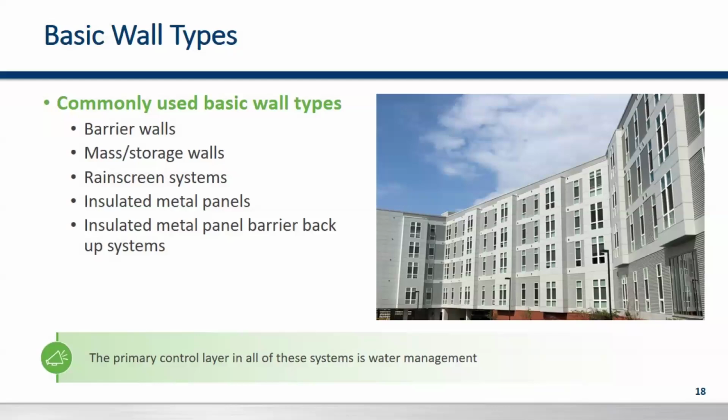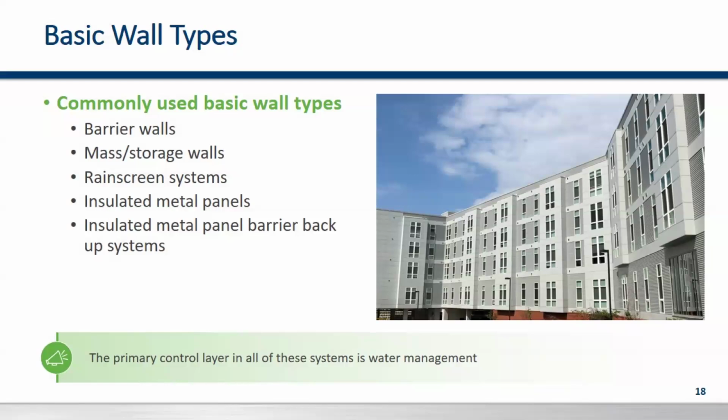Now, the basic wall types, this is a little bit of review of the different types of walls that we will see out there in commercial, institutional, and industrial construction. We have barrier walls, mass storage walls. Then you get into your insulated metal panels, and then also your insulated metal panel barrier backup systems. And these are the different systems that we're going to talk about.